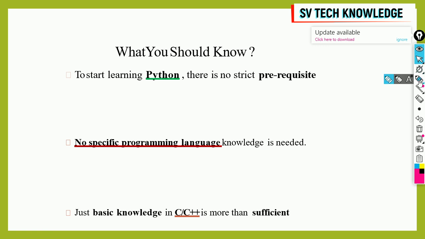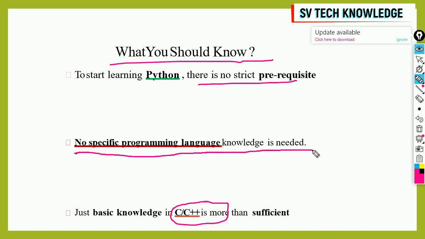Coming to before learning Python, what you should know. So, what are the prerequisites of the Python language? As per my knowledge, you need not learn anything before learning Python. If you know C or C++, it will be a benefit to you. It will be an added advantage if you know C or C++ language. You need not learn any programming language before learning Python.